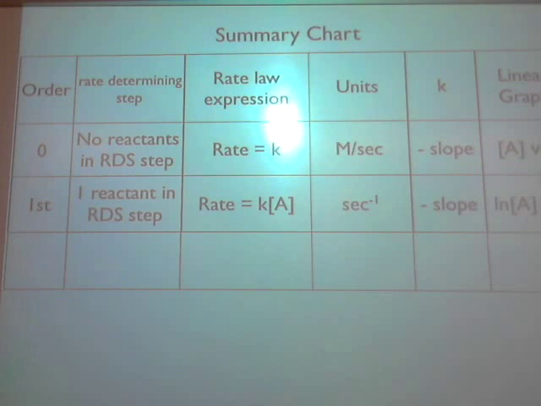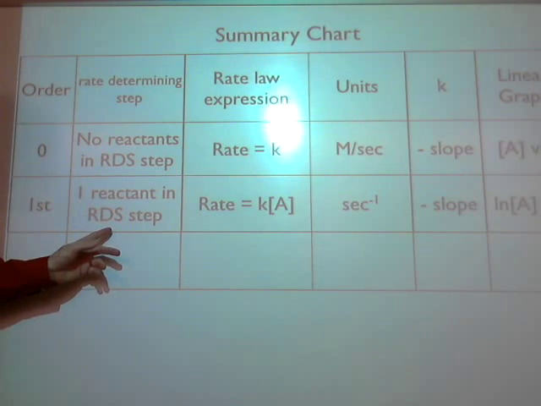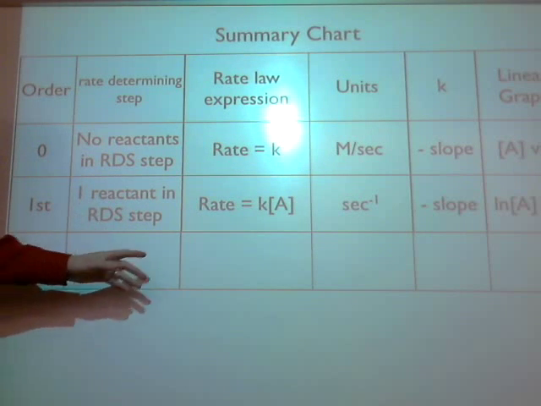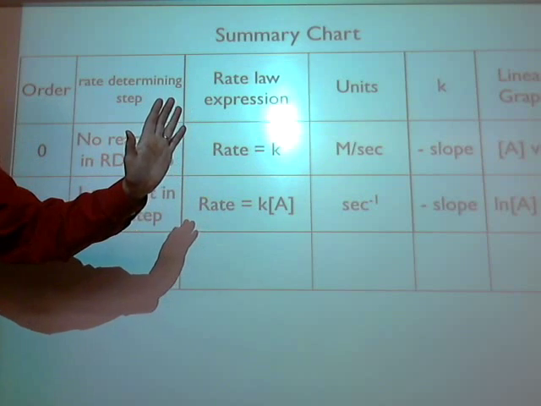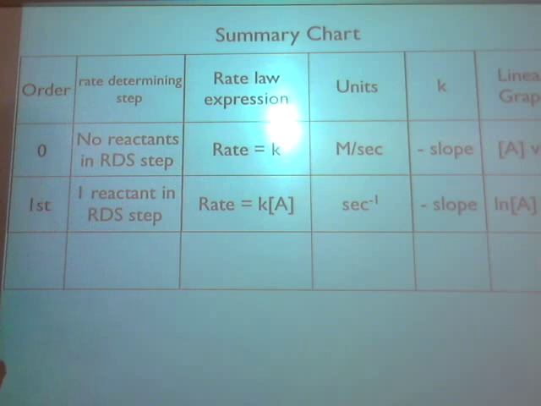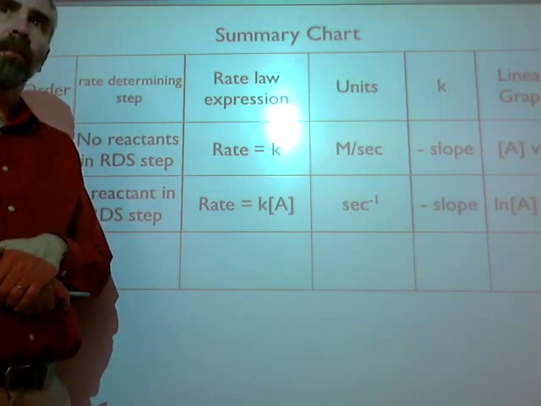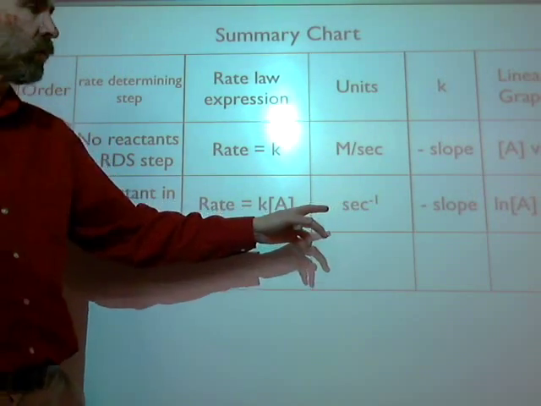If I have a first order reactant, there's one reactant in the rate determining step, one in the slow step. Look what the rate law expression now looks like. Rate equals K, A to the first power. Makes sense. First power, that tells me the first order reactant. Look what the units become. Let's see if you can figure out why that is in a second.